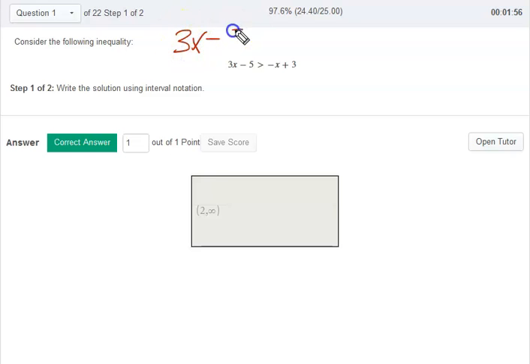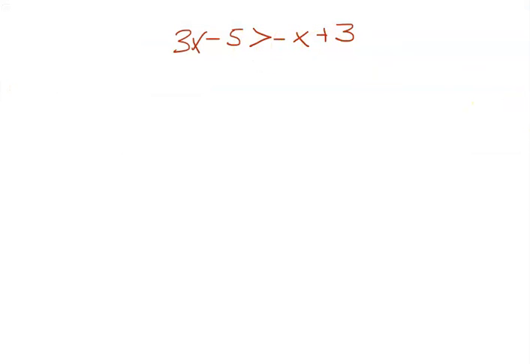3x minus 5 is greater than a negative x plus 3. And to do this, we'll use the whiteboard. Now, this is an inequality, so there's going to be a whole range of answers. And they're solved in a similar way to an equation. So let's just imagine that this was equal to each other. And your basic protocol for solving this is to get all the letters, the variables, over to one side, all of the numbers over to the other side.